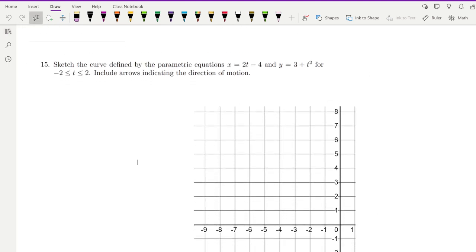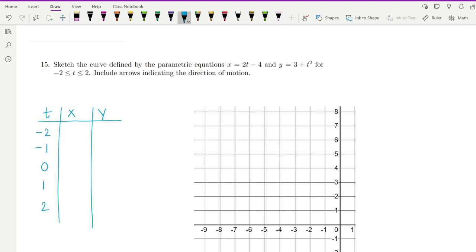Okay, so next up we have a parametric equation. We're asked to sketch the curve defined by these parametric equations. So we want to start by making a table. Basically, we're going to run through different values of t, and this specifically tells us that we're just looking at t being between negative and positive 2. So negative 2, negative 1, 0, 1, and 2 should be enough for us. Then we're going to use these two equations to figure out what x and y are. And then we're going to forget about the t values and just plot our points with x and y coordinates the way we normally do.